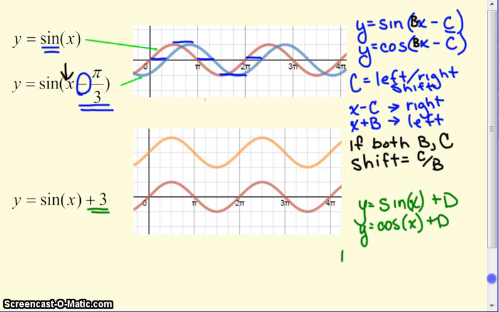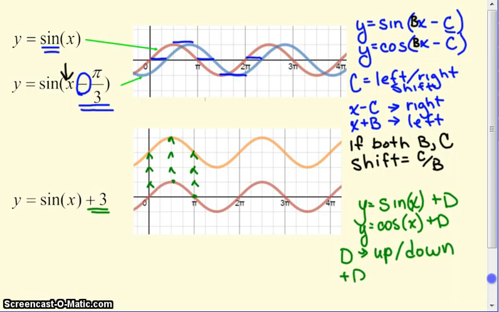And what did that d do to my picture? The red is still my parent function. This plus 3 took my graph, took every point, here's my high point, took that high point and moved it up 3 spaces. Took this x-intercept, moved it up 3 spaces. So d takes my graph and moves it up or down.